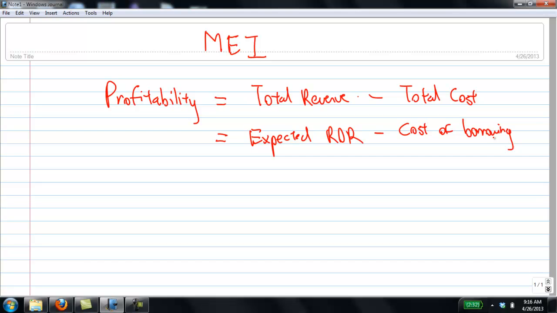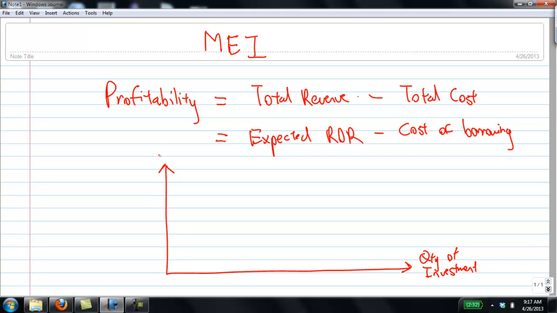Let's be clear about this one. Once we understand this, think about the MEI. Let me draw the MEI here. I put the quantity of investment here, and here is the interest rate. This interest rate is the cost of borrowing. As I've said, the firm has no money of its own. The only way the firm can get the funds to undertake investment is through borrowing from the bank. So this interest rate gives you the cost of borrowing. The MEI curve slopes down.